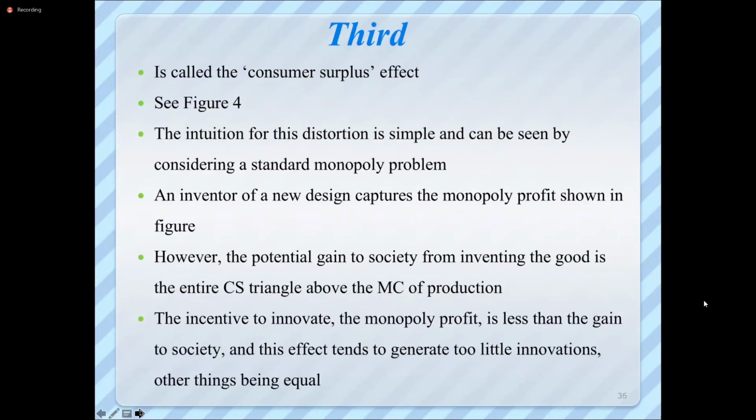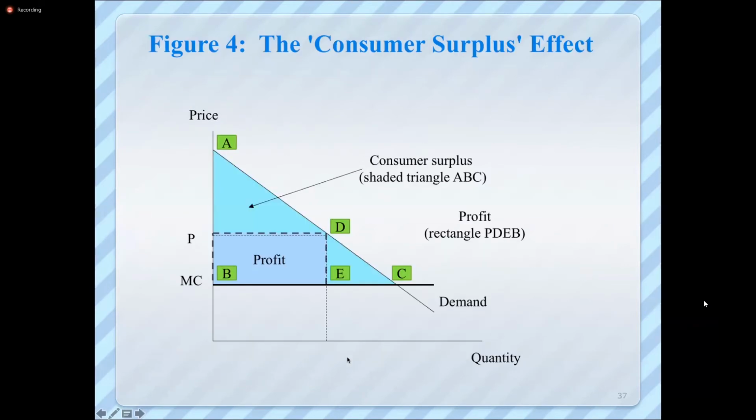What is the last one? The last one is called the consumer surplus effect. What do we mean by consumer surplus? Look at this triangle. Consumer surplus effect means that the creator is not compensated enough. The profit to the creator is given by the rectangle, which is PBED, or you call it PDEB. This rectangle is the profit. However, this triangle ABC indicates the consumer surplus.